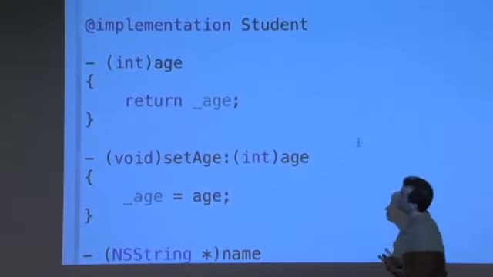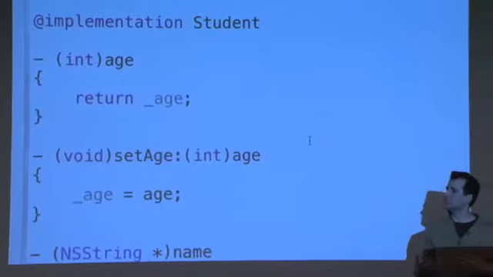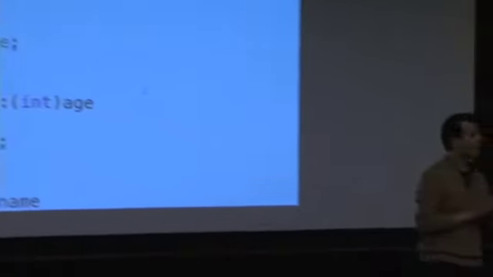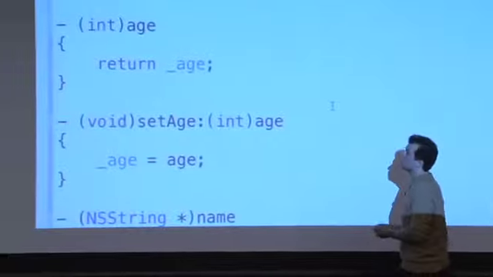Now the getter is pretty straightforward. What does it mean to get my age? Well, it means to get the value of the instance variable that's representing my age, which is _age. So return _age is as simple as that. How about setting the age? It too is pretty simple.